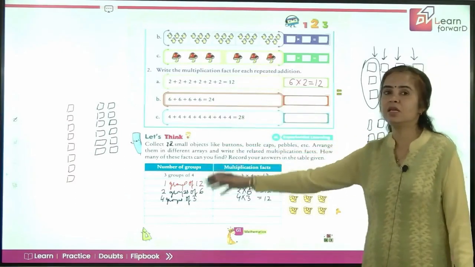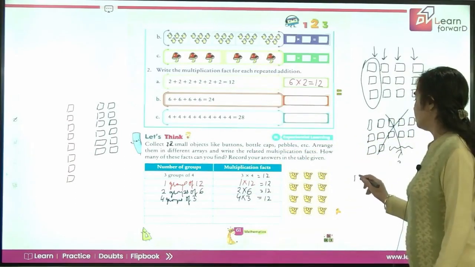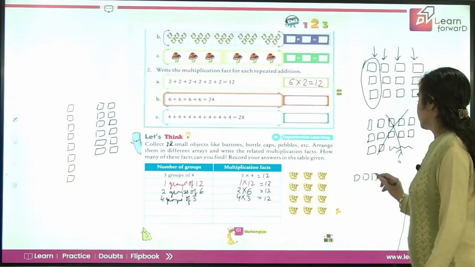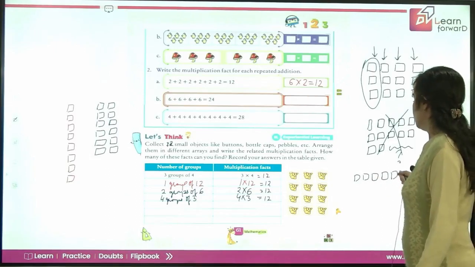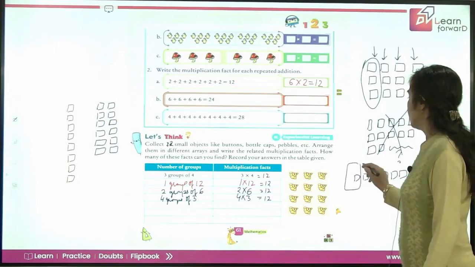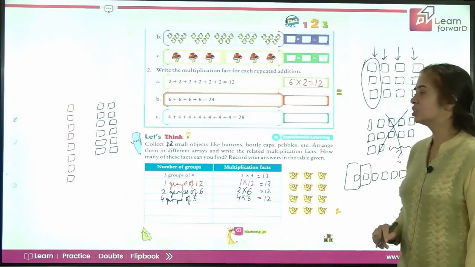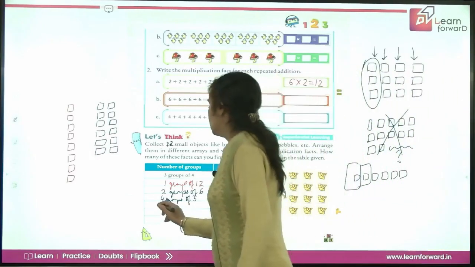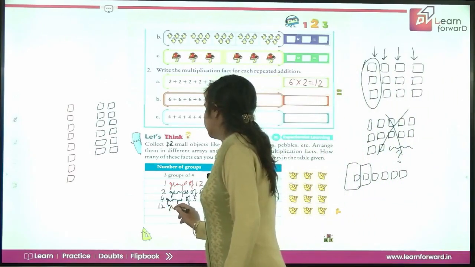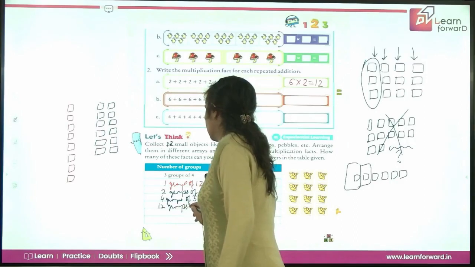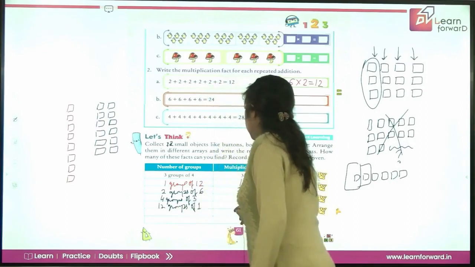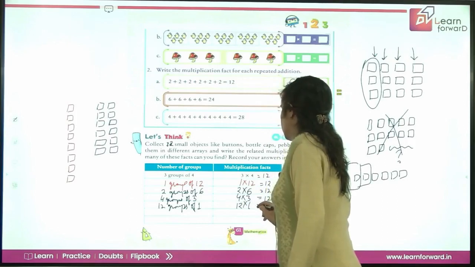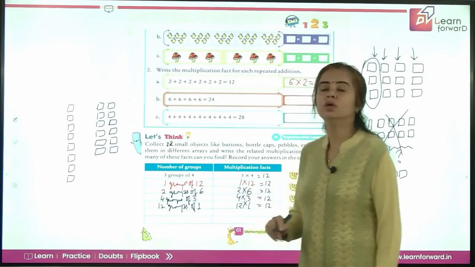So rather than making a column, you will be making 12 in a row, which will give you, so in one group, how many am I taking? Just 1. That means you get 12 groups of 1. That means 12 times 1 is also equal to 12.